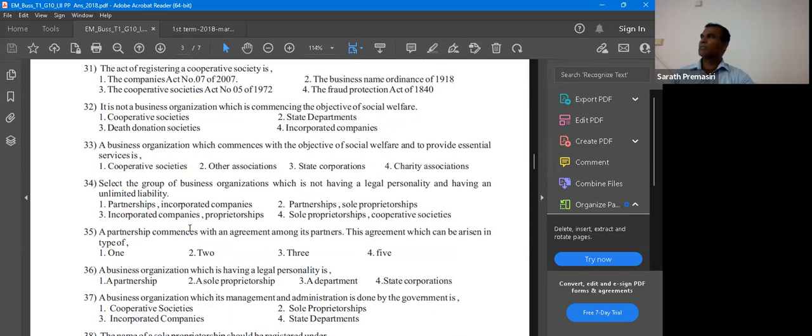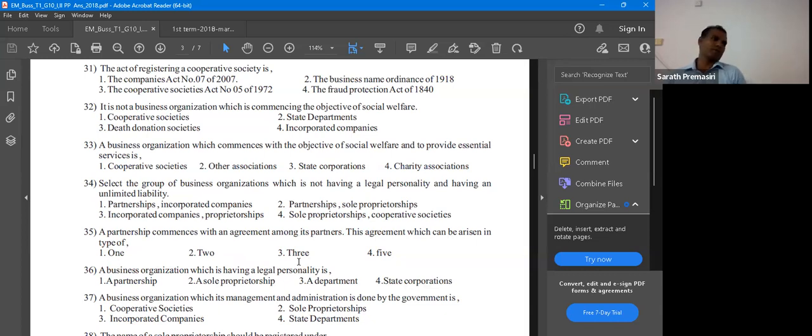A partnership commences with the agreement among partners. The agreement can arise in three types. What are these three types of agreements? Oral agreement, implied agreement, and written agreement.